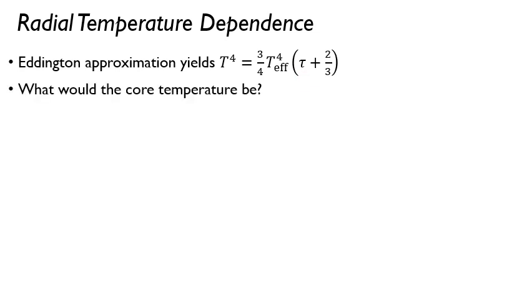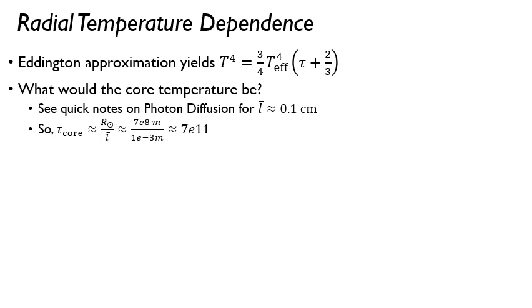So what would the core temperature be for this if this were true? So from our quick notes on photon diffusion, we have that the average mean free path is about 0.1 centimeters. If you do the constant density model, you get something that's more like 1 centimeter. So not that different of an answer. So using this average mean free path, then the optical depth to the core is just the radius of the sun divided by that average mean free path. Plug in the order of magnitude numbers, and you get something like 7 times 10 to the 11 mean free paths. And you'd get something like 10 to the 10 with the constant density model.